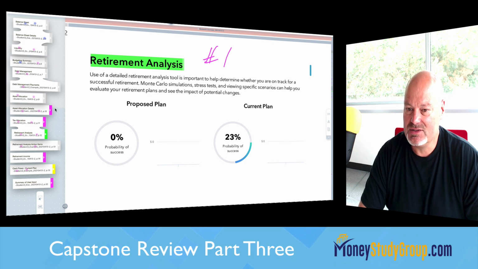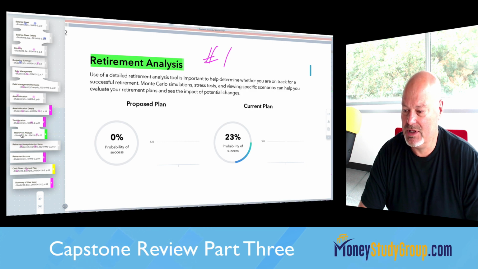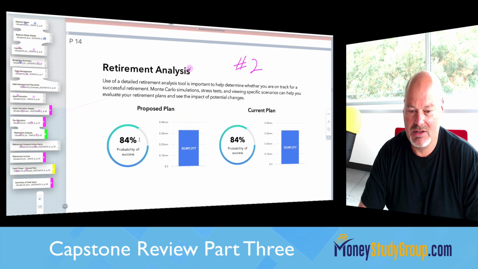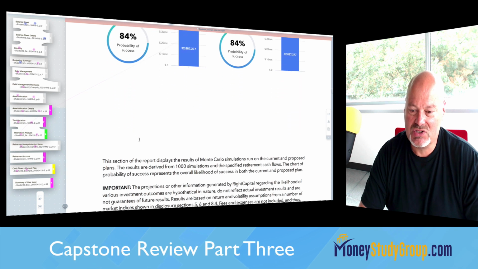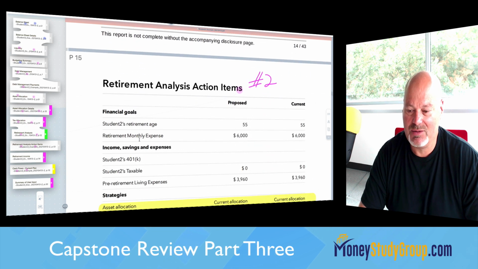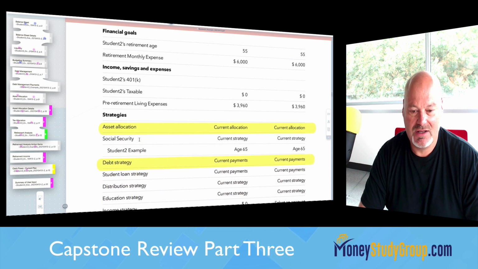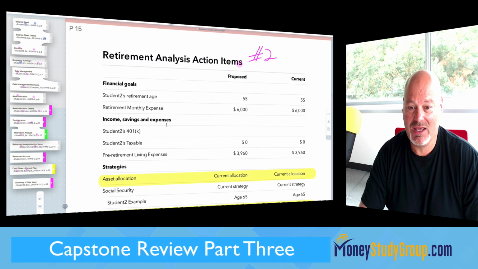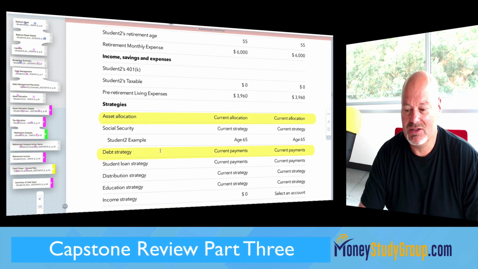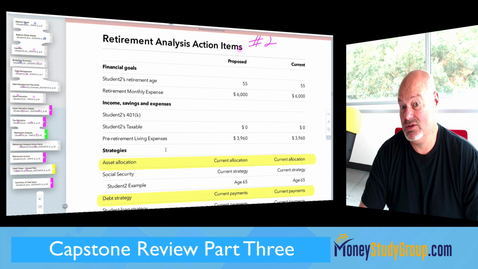Let's see what this is. Student number 1. Let's take a look at student number 3. That's number 1. So here's number 2. Not much change in that probability of success. Again, these are 2 things I'm looking for here: did you do asset allocation? Student number 2 did not. Did you use the debt strategy? Again, student number 2 did not.